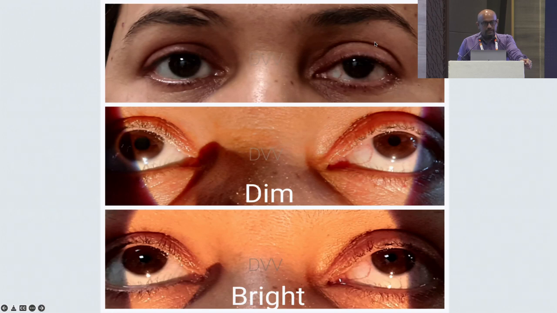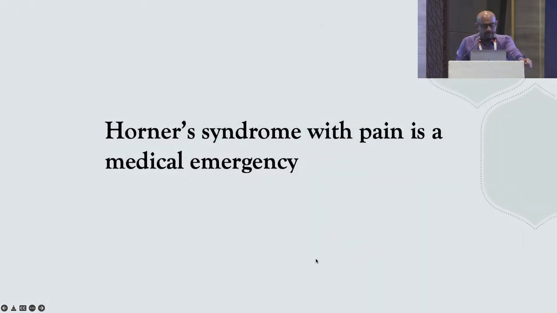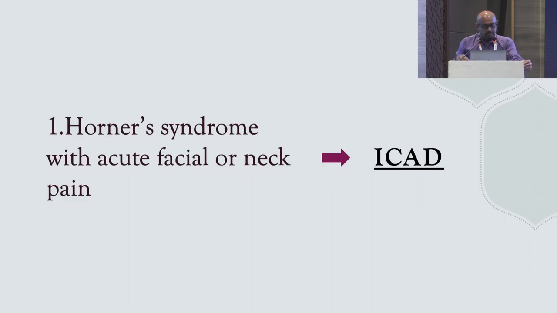Now, why is this important? This is another example of anisocoria, where you can clearly see that the left pupil is much smaller than the right pupil. So Horner syndrome with pain, and there are three different anatomical areas where the patient may complain of pain, is an absolute medical emergency. Scenario number one can be an acute facial or neck pain, where the patient might be harboring carotid artery dissection, and Horner syndrome being one of the features.